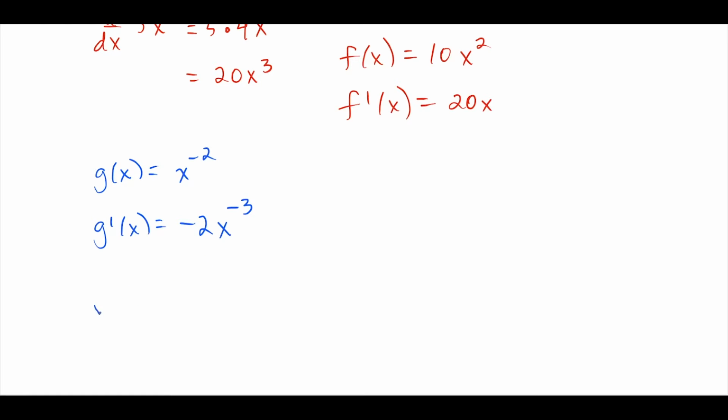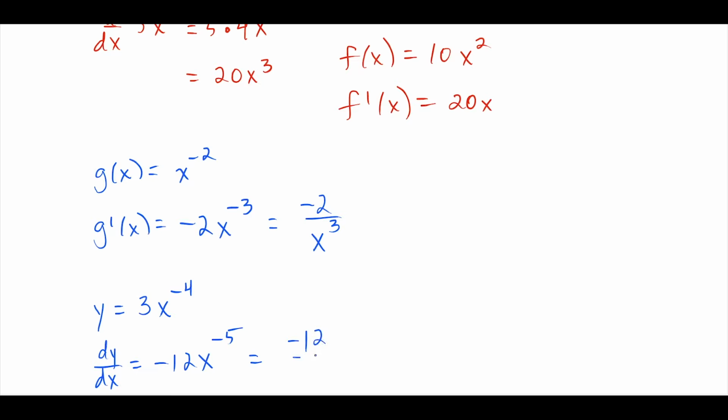If I come up with another example, let's say y equals 3x to the negative 4, with a coefficient of 3. When I find my derivative, dy dx, I'm going to bring the negative 4 down, and it's going to multiply by the 3, giving us negative 12x, and then negative 4 minus 1 gives us negative 5. And if you wanted to, you could always rewrite these answers with positive exponents. You could write this one as negative 2 over x to the 3rd, and this one as negative 12 over x to the 5th power. Okay, so this is the example when we have negative exponents.